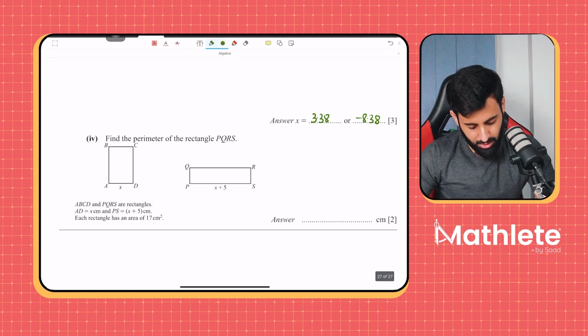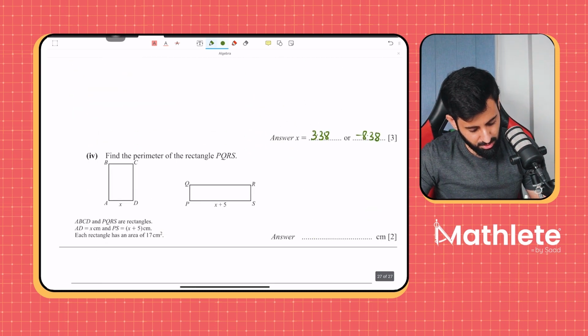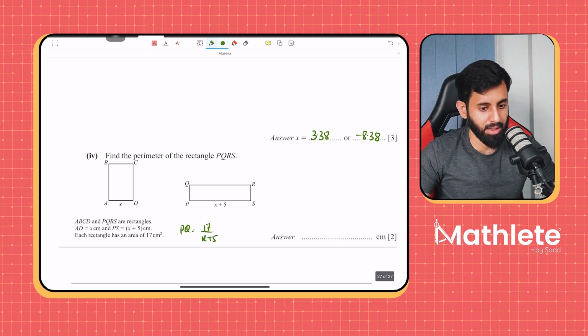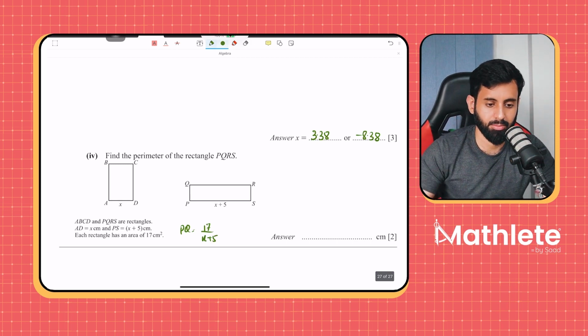Let me write down the expression for PQ as well. PQ was equal to 17 over x plus 5. Now find out PQ and find out the perimeter.